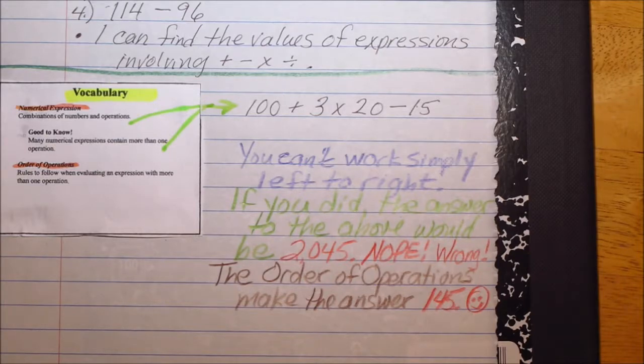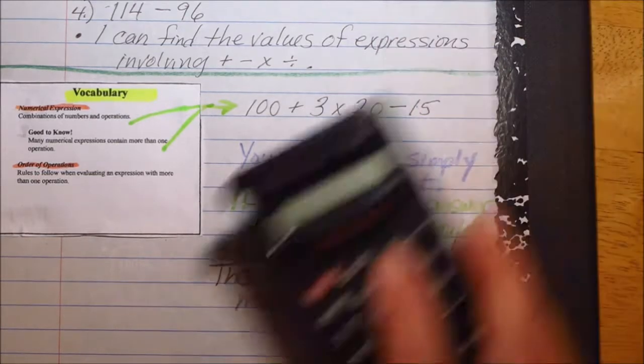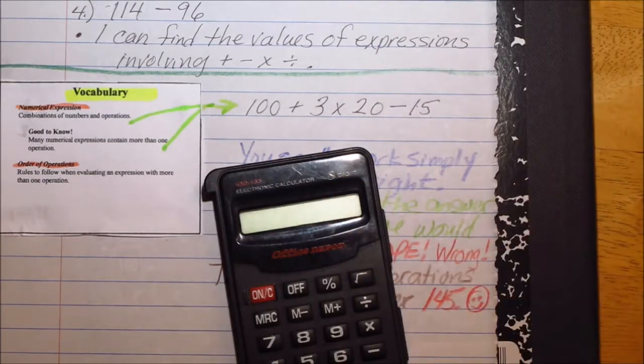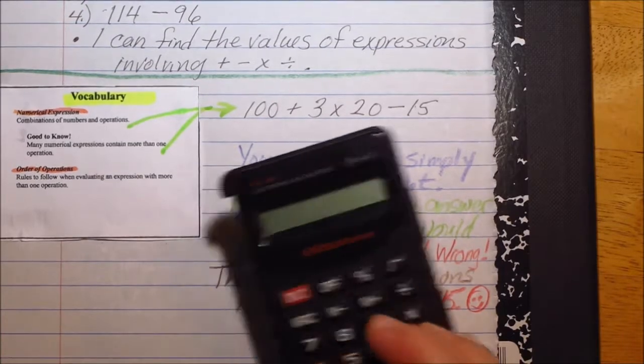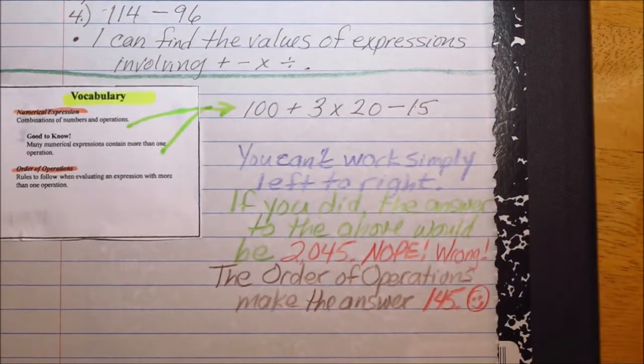And generally, until we get more experience with working with more sophisticated calculators, sixth graders can't tell the difference. So just know that. Taking out your calculator and working this expression to find the value isn't going to work. It doesn't understand order of operations.